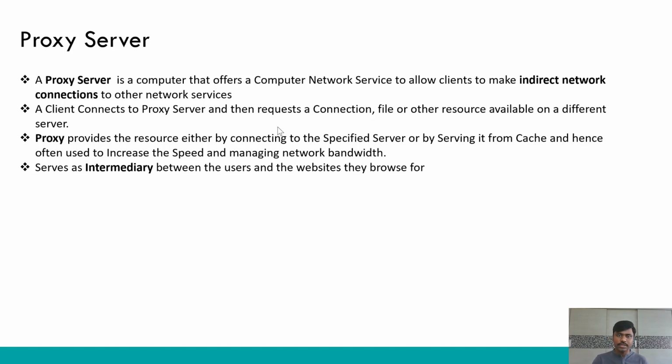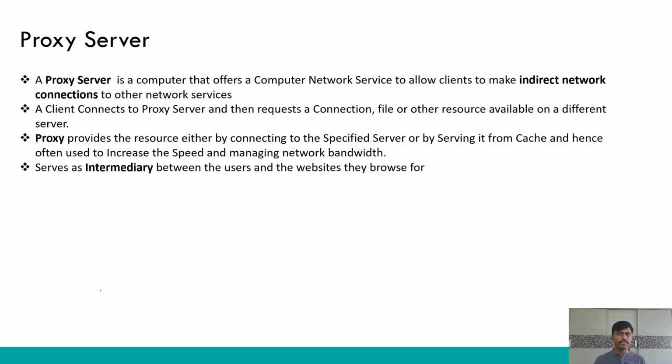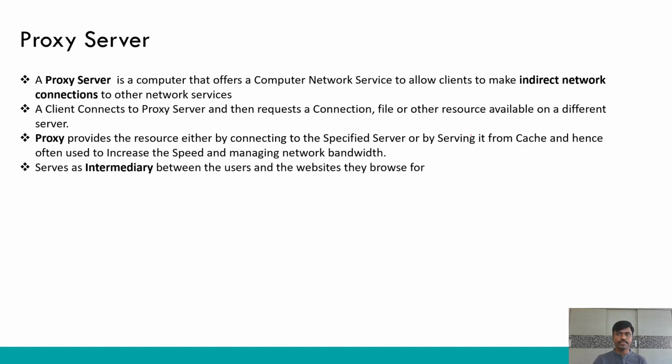I told you, right, in the previous example, when customer B tries to access the same portal, this time the proxy server will not send this request to the web server because it already knows what it has to do. So it simply sends from its cache memory only. So that's the reason the speed and network bandwidth can be saved. The last point: it serves as an intermediary between the users and the websites they browse, right? So it's an intermediary between the actual user and the web server. So I hope you understood the proxy server.